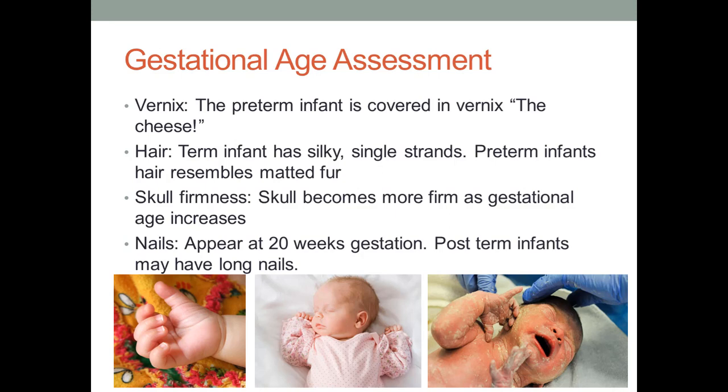Hair. Term infants have really silky strands, whereas preterm babies kind of have matted fur for hair. Skull firmness. The skull becomes more firm as the gestational age increases. Nails. They start to appear after 20 weeks of gestation. Post-term babies may actually have really long nails.